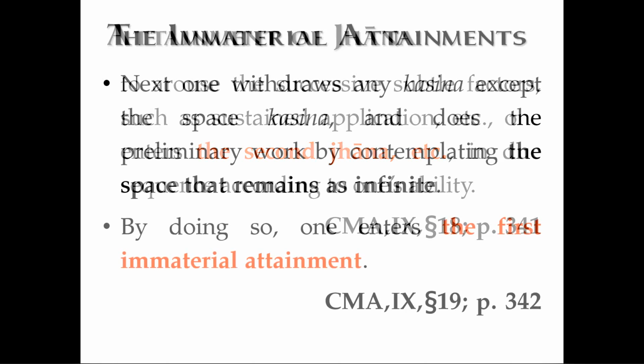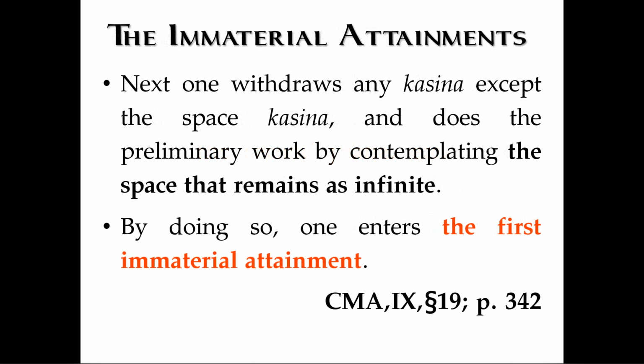Okay. Then let's move to the immaterial attainment. The immaterial attainment. Next one: withdraw any kasina. So we have 10 types of kasina, except the space kasina. The preliminary work is contemplating the space that remains as infinite. By doing so, one enters the first immaterial attainment.